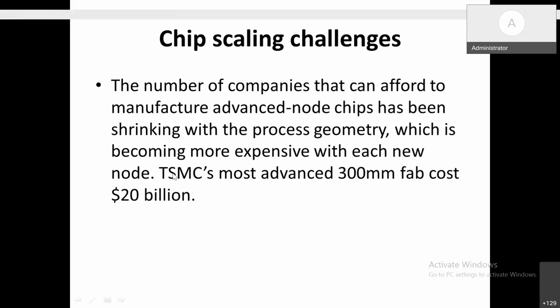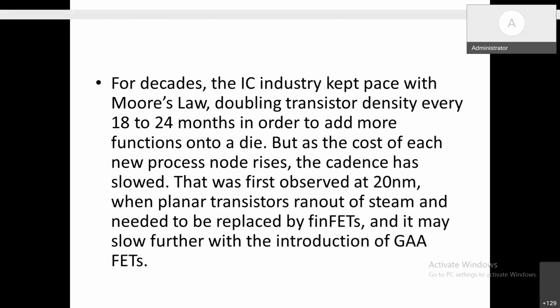And here TSMC told that the fab cost will be around $20 million to manufacture, with this reducing the chip to 3 or 2 or 1 nanometer. And this we have already shown here. So now from FinFET, we are replacing with gate all around FETs.